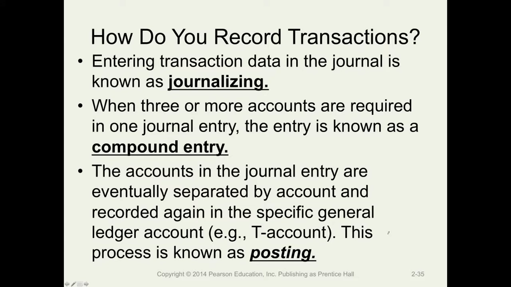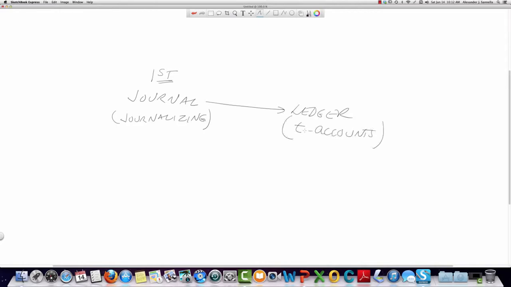After we make the entry, the process of going from the journal to the ledger is known as posting. So let me see if I can just get onto the whiteboard for you. And here is the way the process is going to look. The journal to the ledger. We first record it here, journalizing. When we move the transaction to the ledger, these are the T accounts, that's called posting. That's the second step.